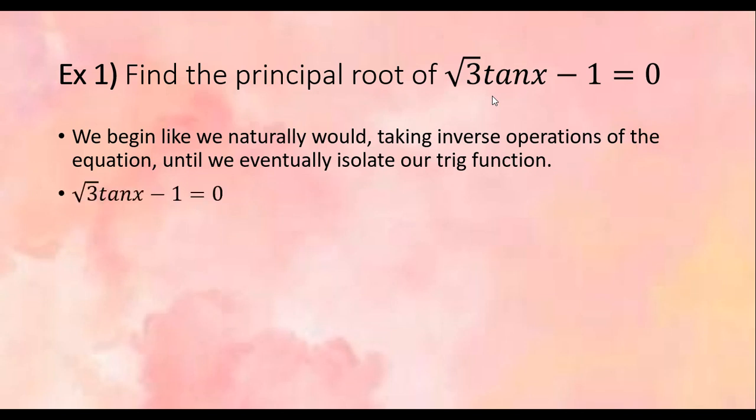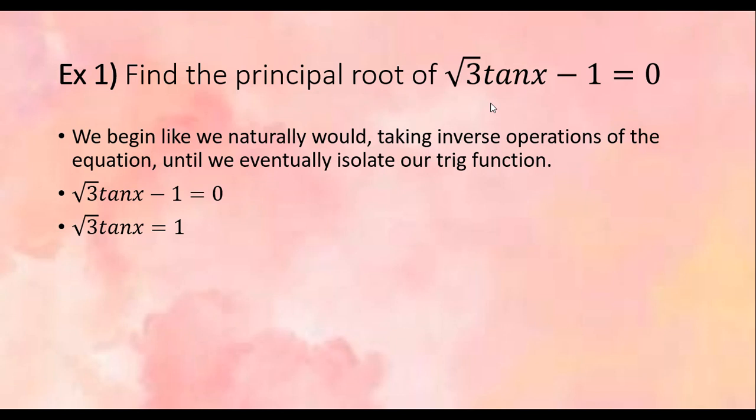So here's our original equation, right? Radical 3 tangent of x minus 1 equals 0. If we start doing our inverse operations, the very first thing we would do is add 1 to both sides. Doing that leaves us with radical 3 tangent of x is equal to 1. I almost have tangent completely by itself. The inverse operation of radical 3 times tangent of x would be to divide by radical 3 on both sides.